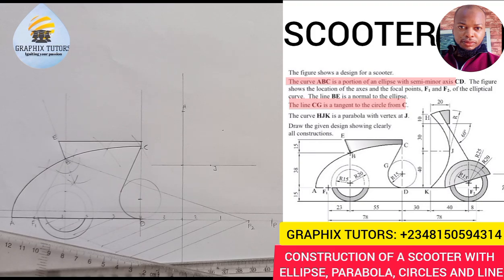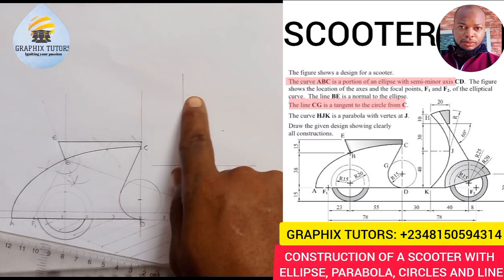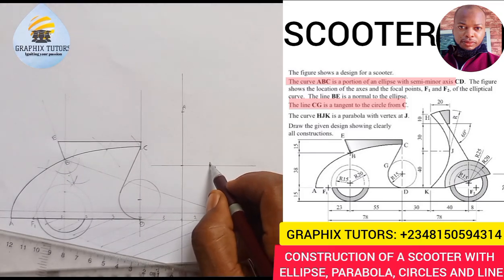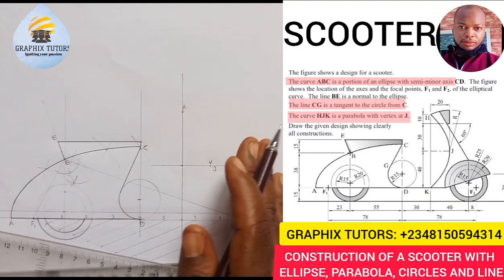It is parabolic, because the question says that HG is a parabola with vertex G. So it's a parabola. We can use different ways of achieving that particular height there. We can construct a parabola here at this point. So what should we do? This is what we should do here. It's telling us that the point J here is our vertex. So we are going this way.